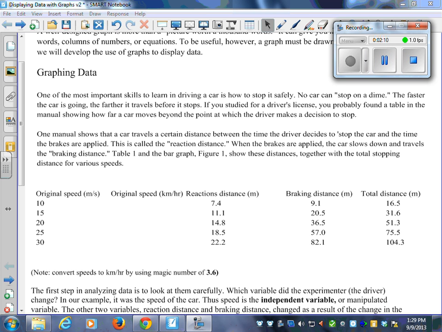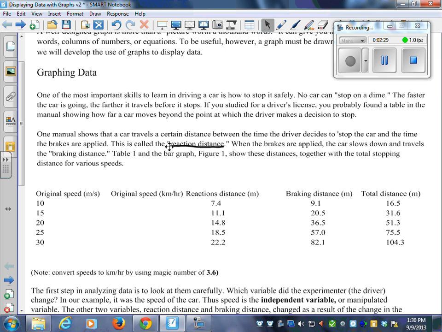Okay, well. So one manual shows that a car travels a certain distance between the time the driver decides to stop the car and the time the brakes are applied. This is called the reaction distance. Highlight that. Or if you're just a pencil underliner, do that. But make sure that gets noticed.